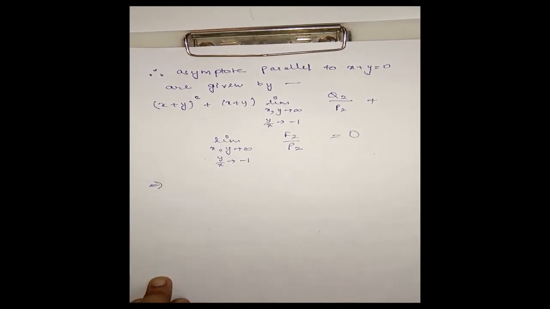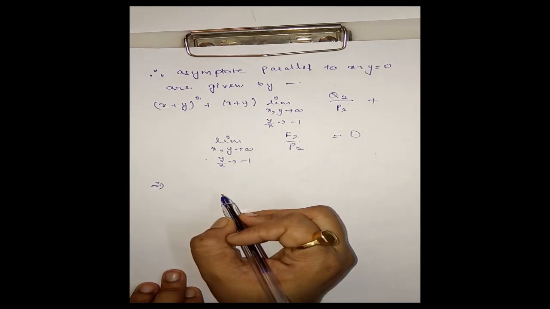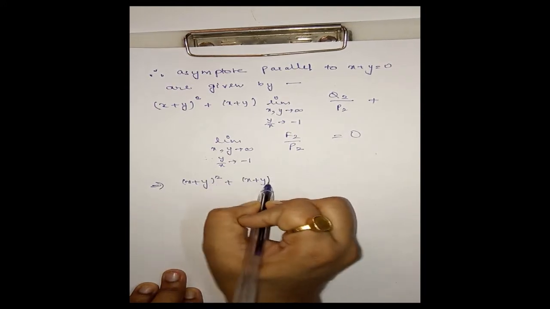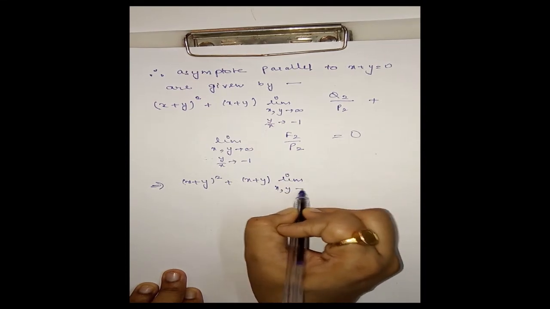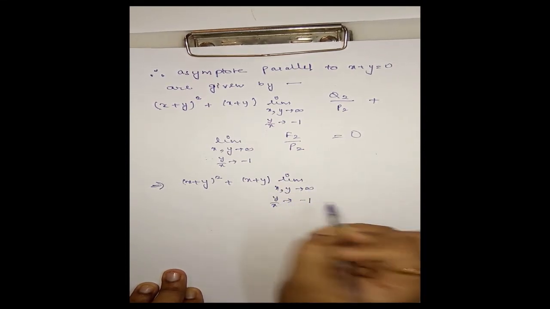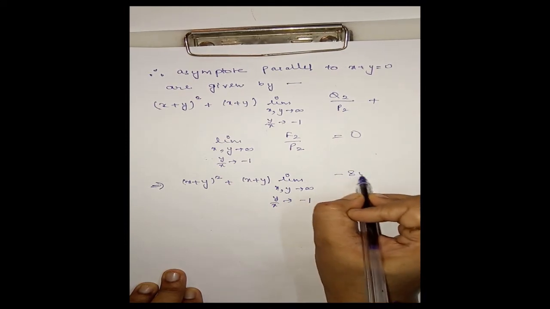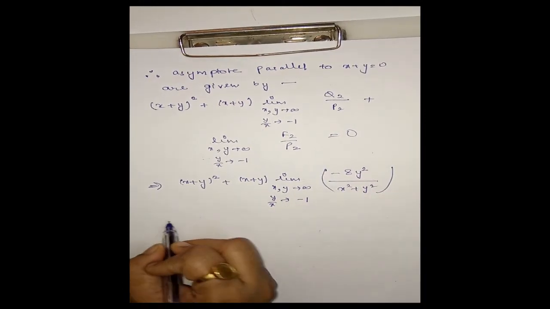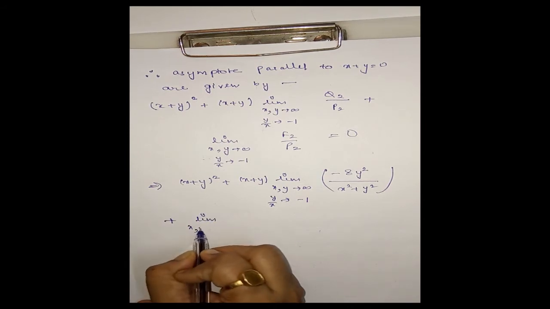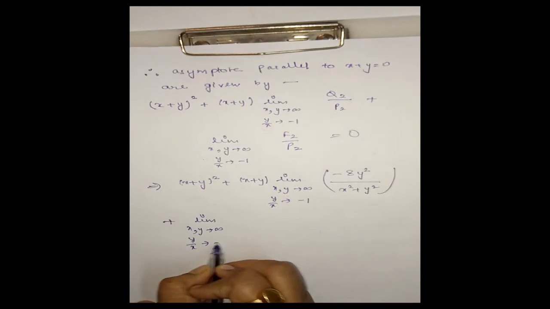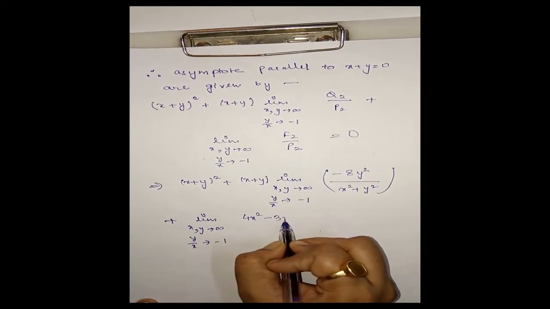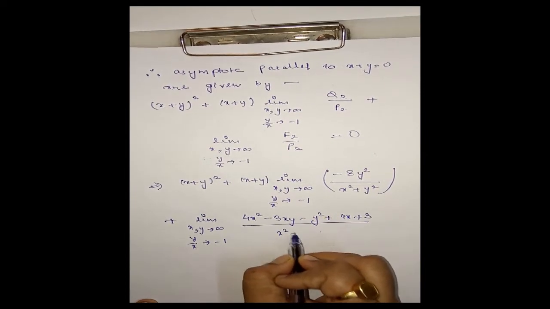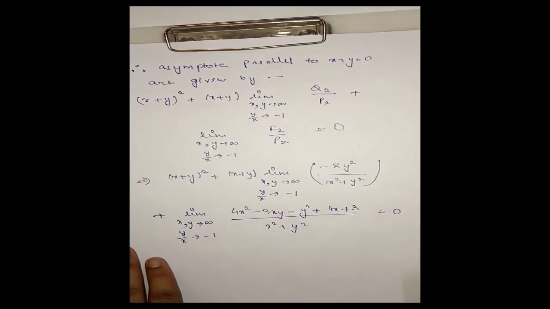Now substituting the values of q2, p2 and f2, I have (x plus y) whole square plus (x plus y) limit xy tending to infinity, y by x tends to minus 1, where q2 is minus 8y square and this is x square plus y square, plus limit xy tending to infinity and y by x tending to minus 1 of 4x square minus 3xy minus y square plus 4x plus 3 upon x square plus y square. This whole is equal to 0.